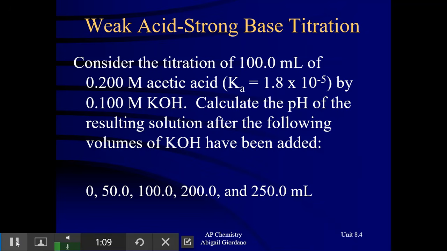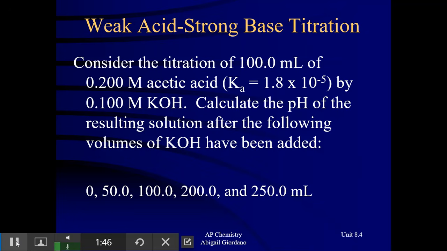We're going to work through a sample problem where I'm going to show you every possible scenario you could see on the AP exam. This question says, consider the titration of 100 milliliters of 0.2 molar acetic acid, and then I'm given the Ka value. I know right away that this is a weak acid, number one, because I know my strong acids, and acetic acid is not one of them. Plus, we're given a Ka value. Only weak acids have Ka values.